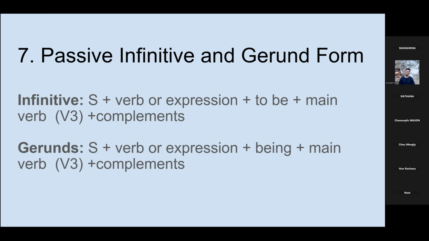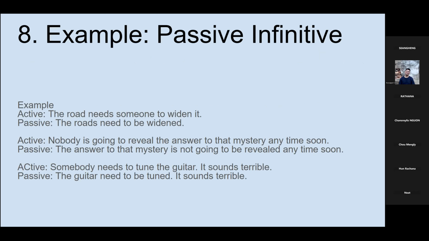The other part, form of the passive gerund: subject plus verb or expression plus being plus main verb plus complement. So that form has two verbs, the verb or expression and the main verb. It helps you catch up, so let's see the examples. The examples I take from the ENIC online, that's the lesson that we learn in this lesson.